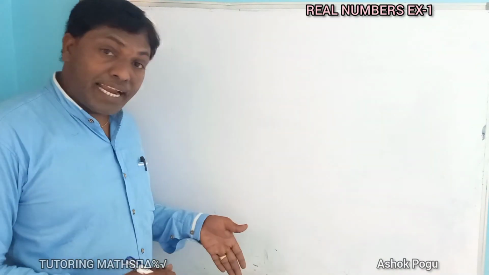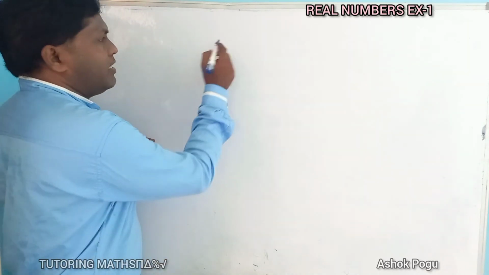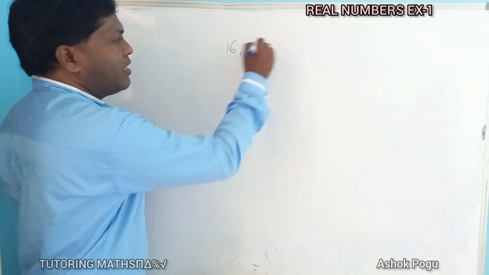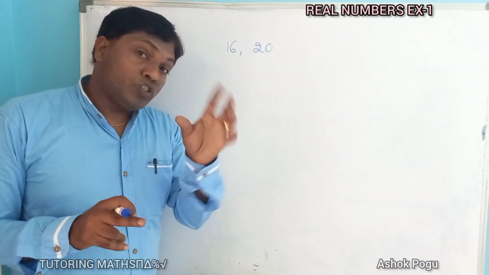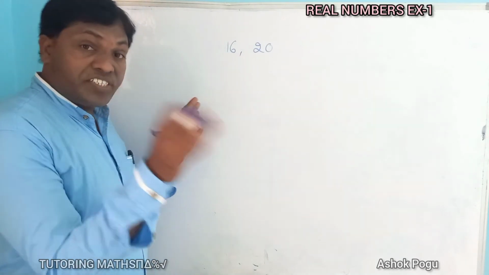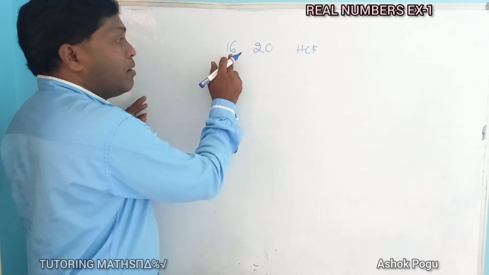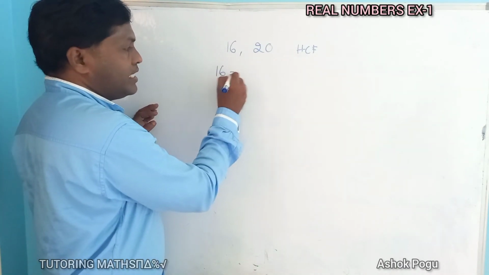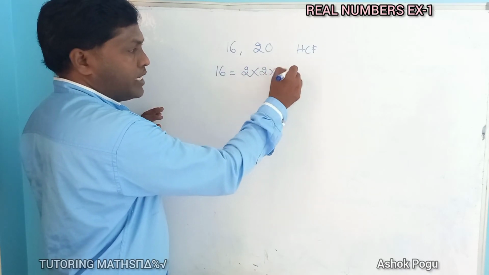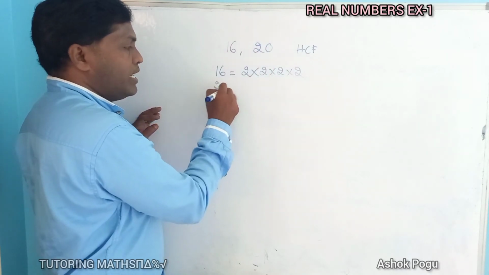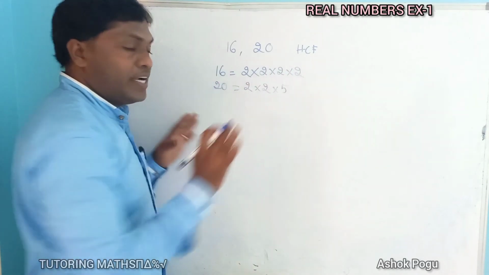Before going to start the second question of first exercise, let us review our previous knowledge. Generally, when two numbers are given, 16 and 20, how do we find the HCF? We used to find it by a different method, the factorization method, using prime factors. Find the prime factors of 16: 2 twos are 4, 2 fours are 8, 2 eights are 16. And 20, what are the prime factors of 20? 2 twos are 4, 5 fours are 20.